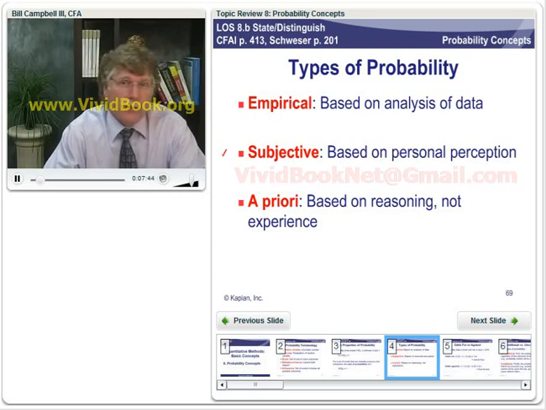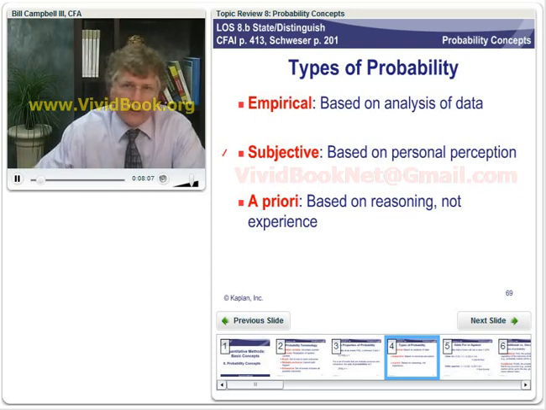And your subjective probability might be different from the subjective probability of the person sitting next to you, or the subjective probability of your best friend or your parents or whatever. This is, if you will, the squishiest of the three. It's the one that's based least on data and most just on personal feelings.